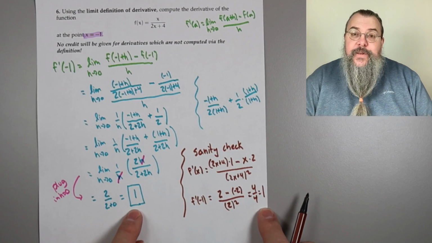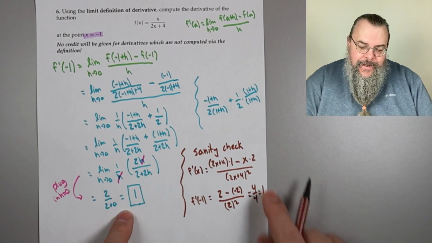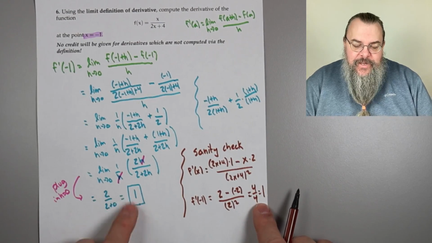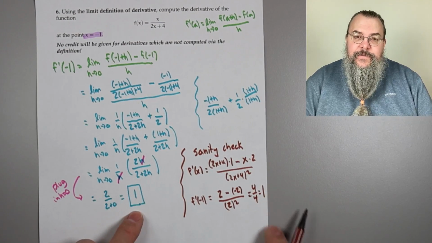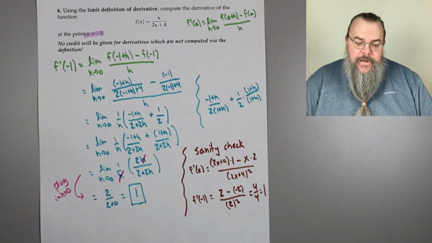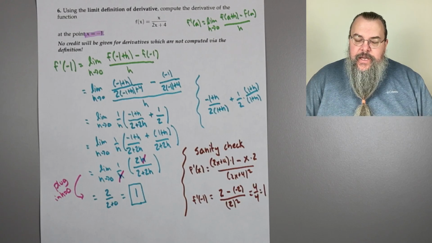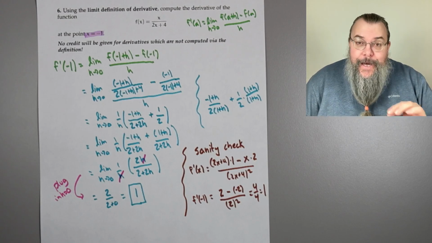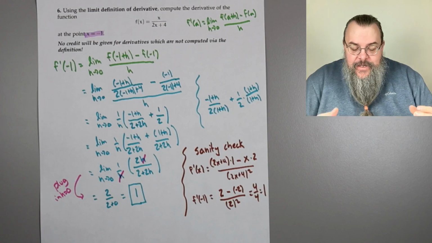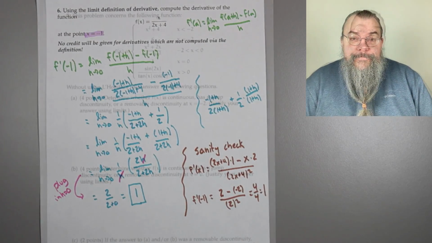Now, what happens if your sanity check doesn't match? Go through your work in both places, because these should match. The limit definition should match if you know how to take a derivative in a faster way. You don't have to do the sanity check, by the way. It's just a nice way to be extra careful, extra sure. But it's nice to know you have ways to check your answer.